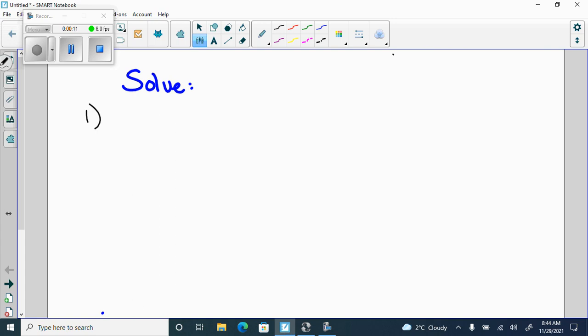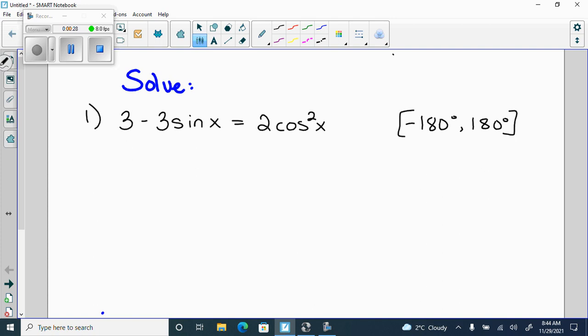Okay. So we have 3 minus 3 sine x equals 2 cos squared x, and I want it from negative 180 to 180, inclusive. And then number 2, I want you to do tan squared x minus 1 equals secant x, from negative pi to 2 pi, round brackets.